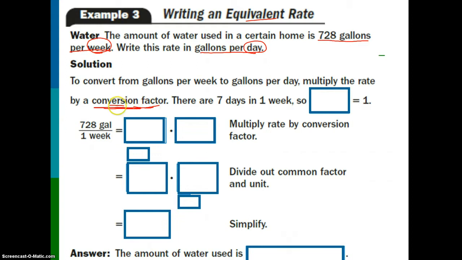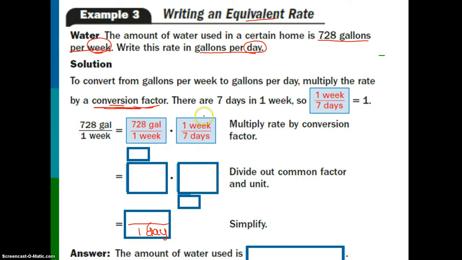The conversion factor is how many days are in a week. We know there are 7 days in a week, so we can write that as a fraction. Now, how do we know to put 1 week in the numerator and 7 days in the denominator? Well, I eventually want to go from 1 week in the denominator to 1 day. That means I want to end up with the day as my denominator. So that's why I'm going to write my days in the denominator when I write my conversion factor. And here's your conversion factor, 1 week to 7 days.